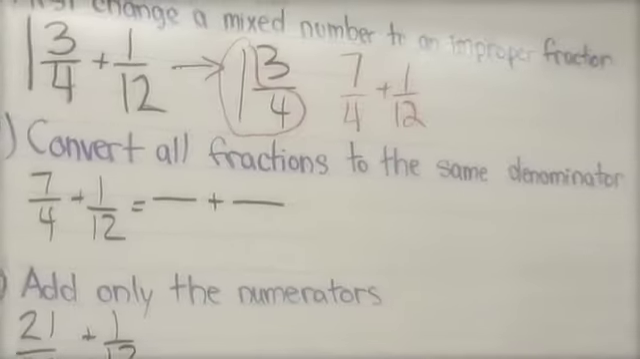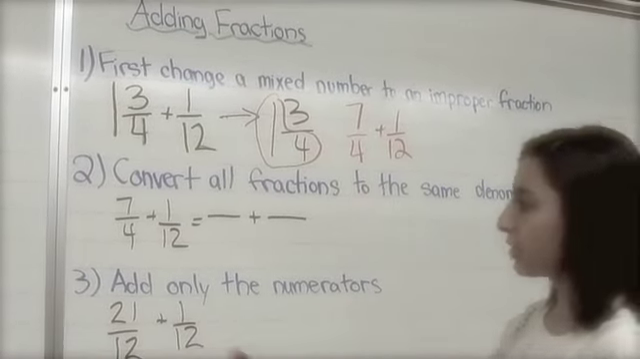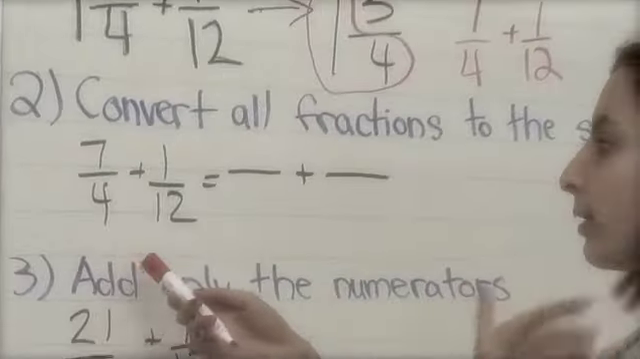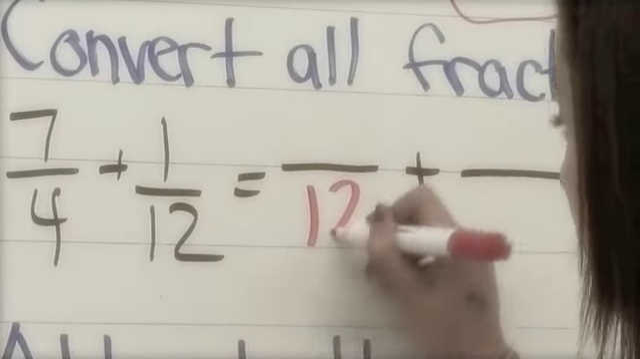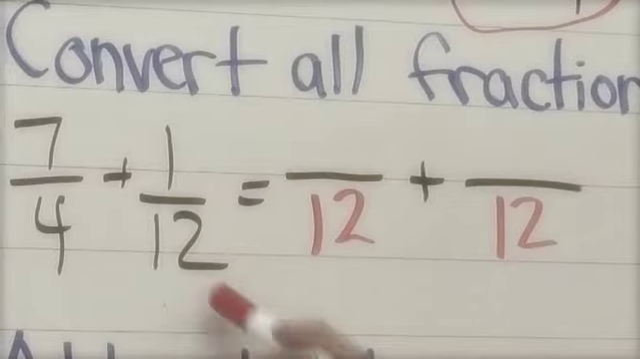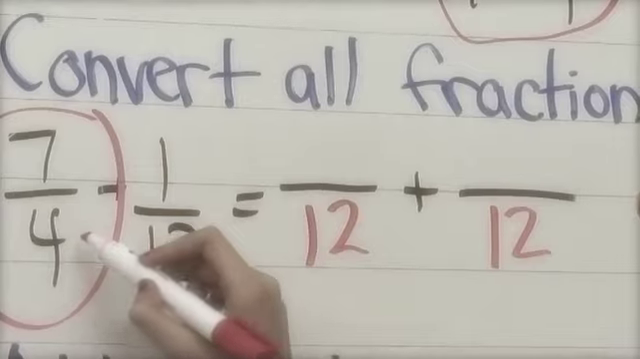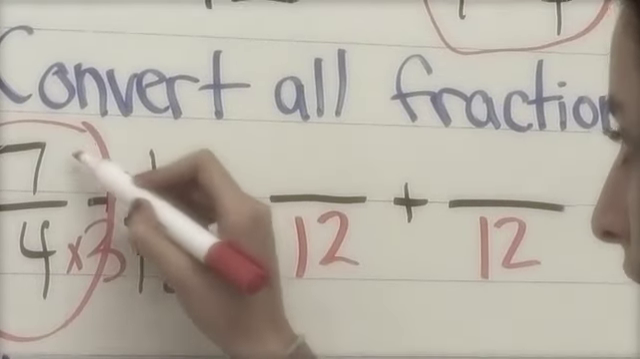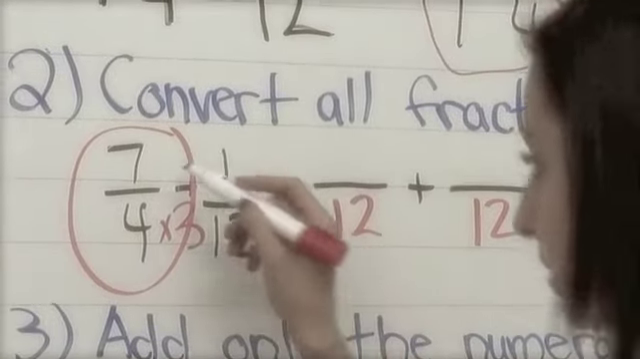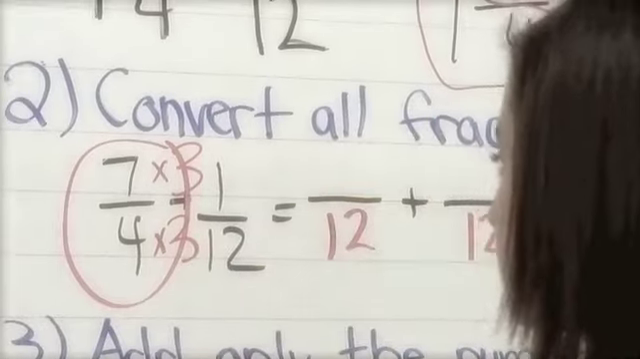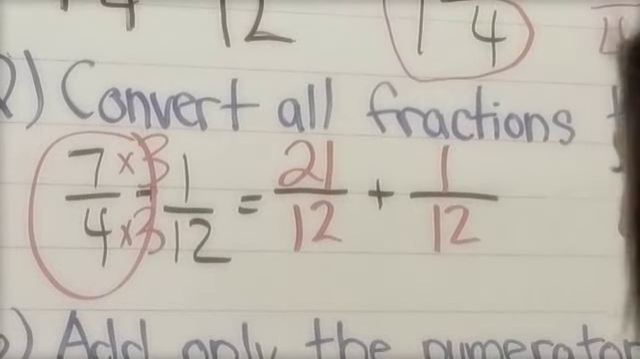Our second step is to convert all fractions to the same denominator. So we have to find the lowest common factor of 4 and 12, which is 12. So we change the denominators to 12. To get 12 on this fraction, we have to multiply the denominator by 3. And whatever we do to the denominator, we have to do to the numerator. So we multiply by 3 up here too, which gives us 21 plus 1 over 12.